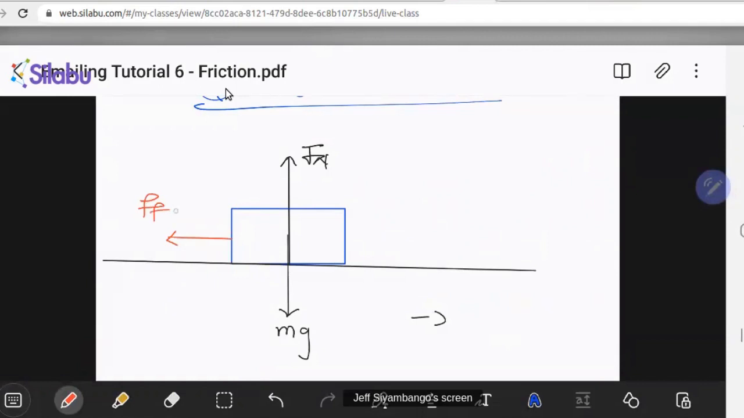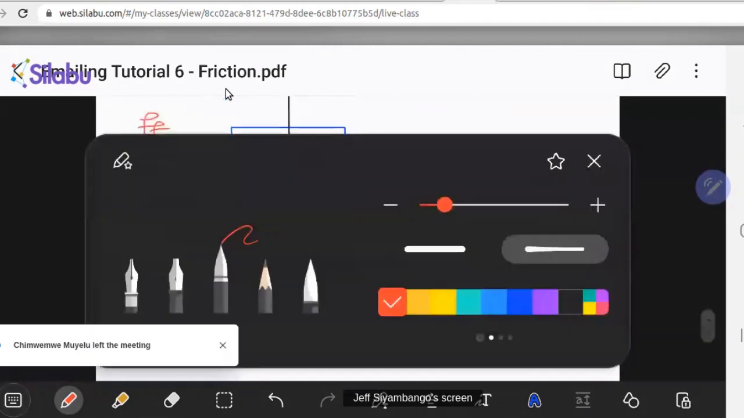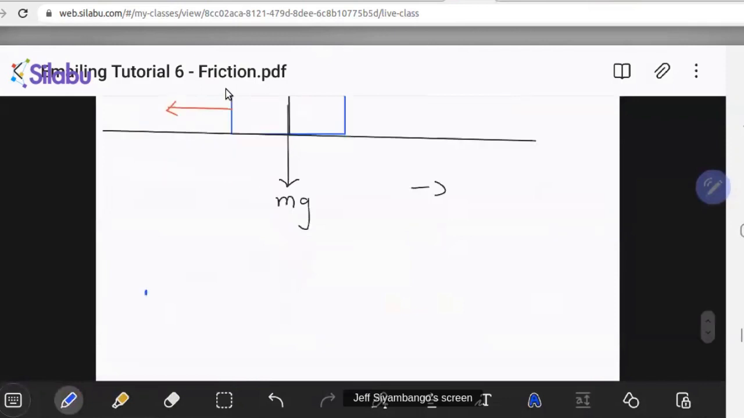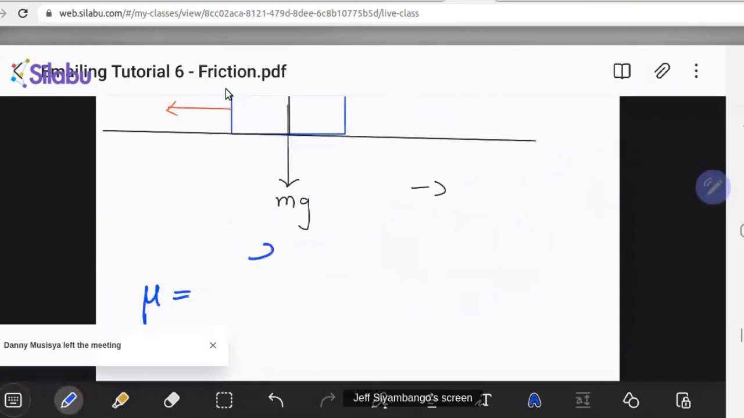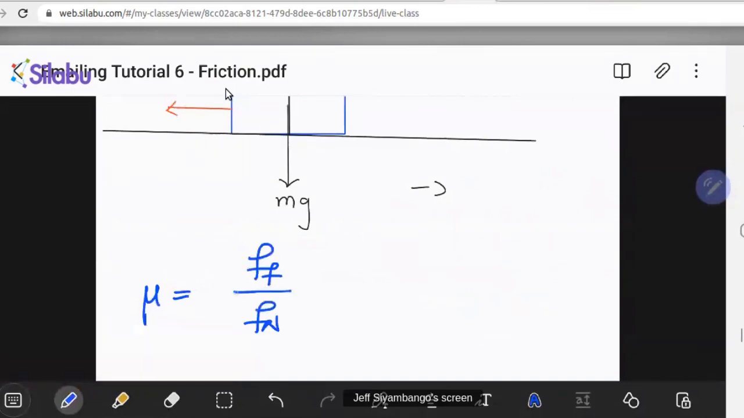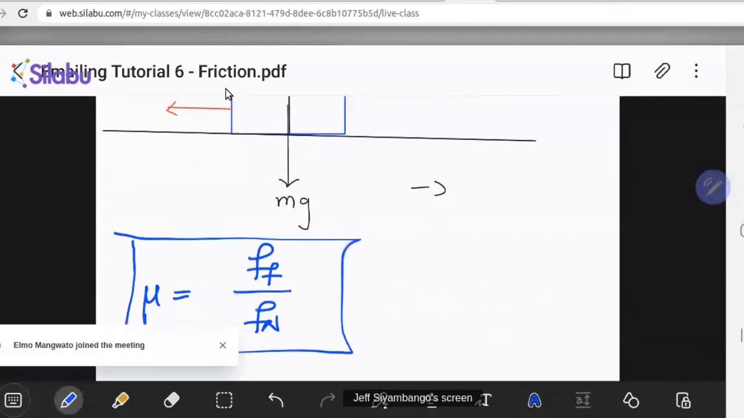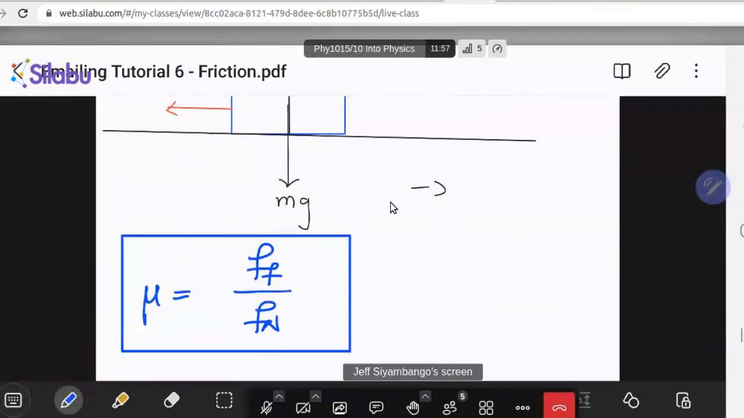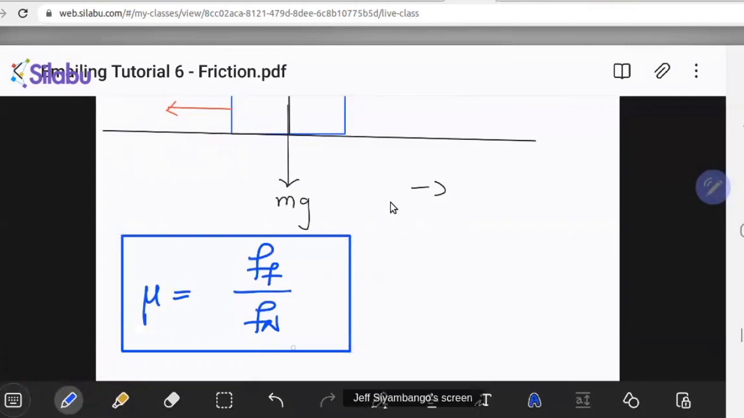Now, what is the question asking us to find? The question is asking us to find what the coefficient of friction is. So when we start with the definition, remember how it goes. The coefficient of friction is just equal to the force of friction itself over the normal force. So this is all we need to get the coefficient of friction. Now the question is, do we actually know these two quantities? Do we know what the force of friction is? Do we know what the normal force is?